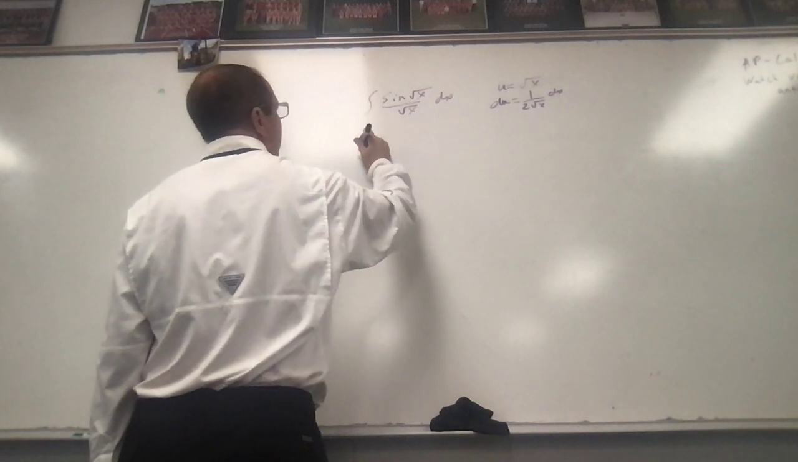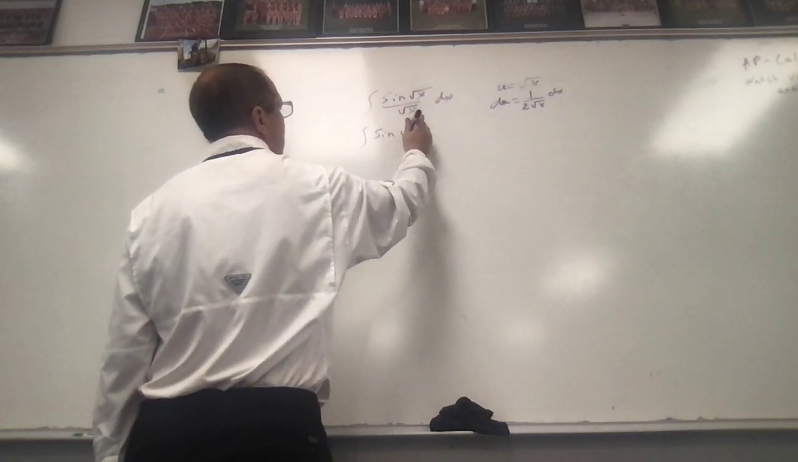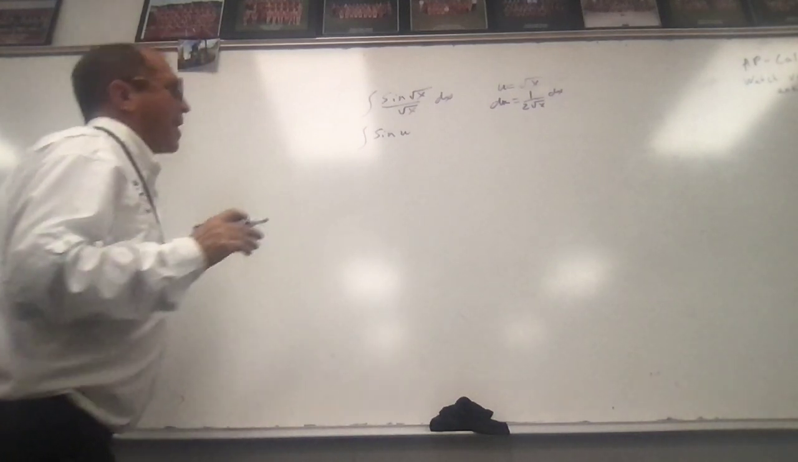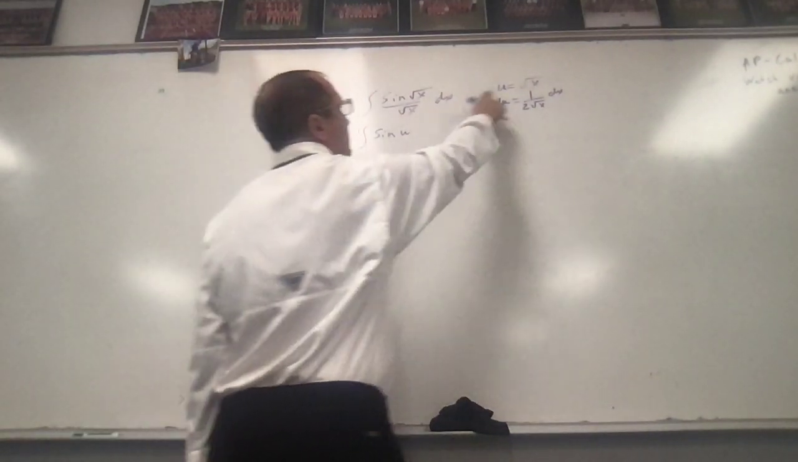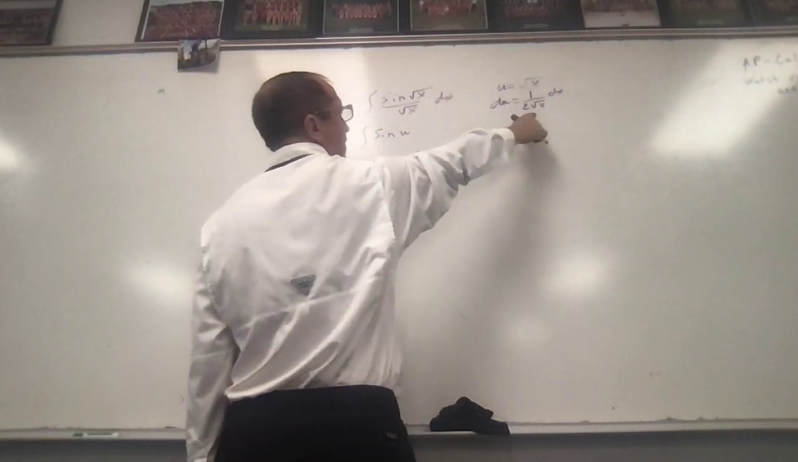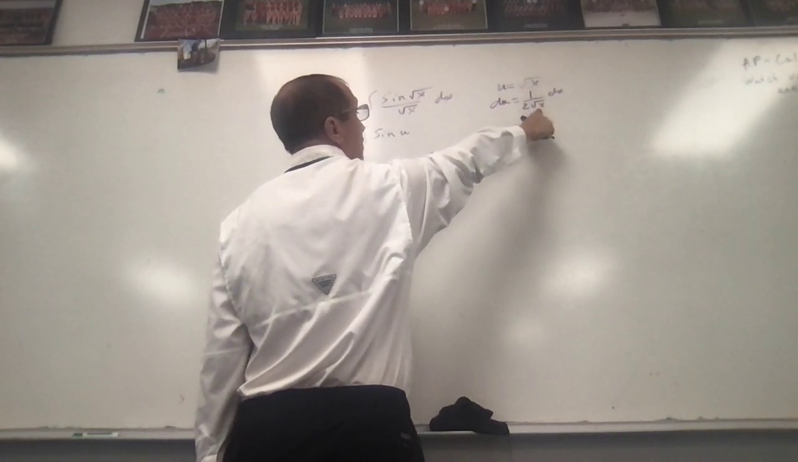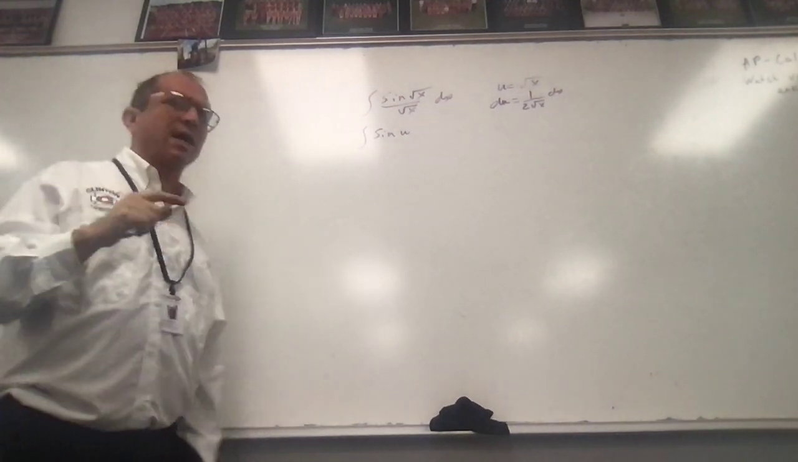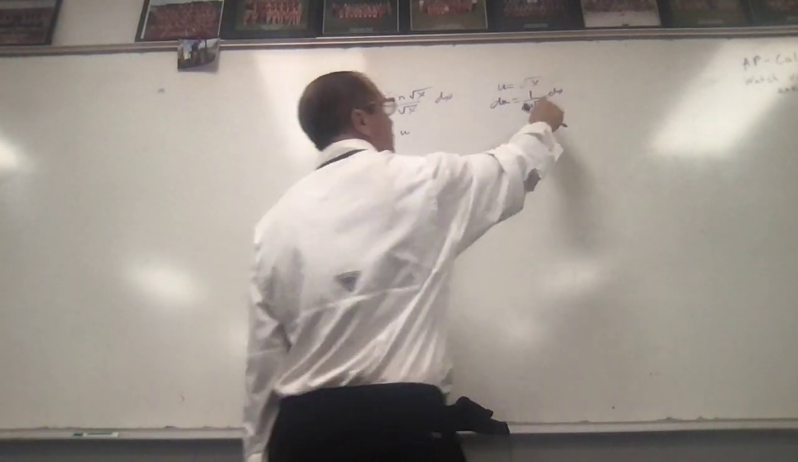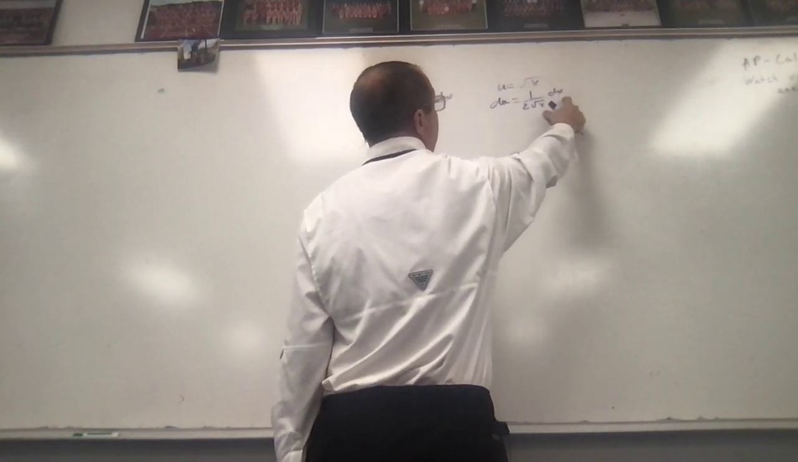So I now have the antiderivative of sine of u. Now, I'm not going to put sine of u over u. Even though the square root of x is u, I'm not going to do that because I also have this square root of x to deal with right here. So the square root of x that's in the denominator is going to be taken care of when I go back and substitute back in.